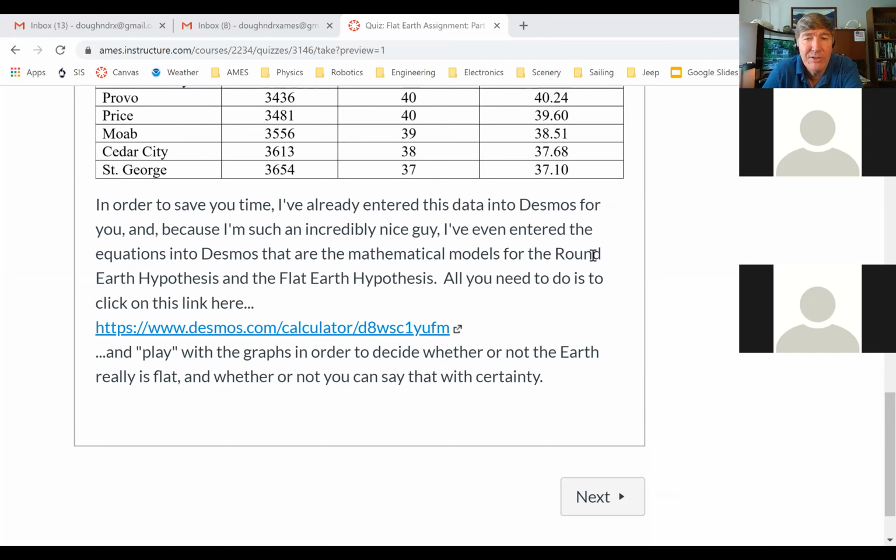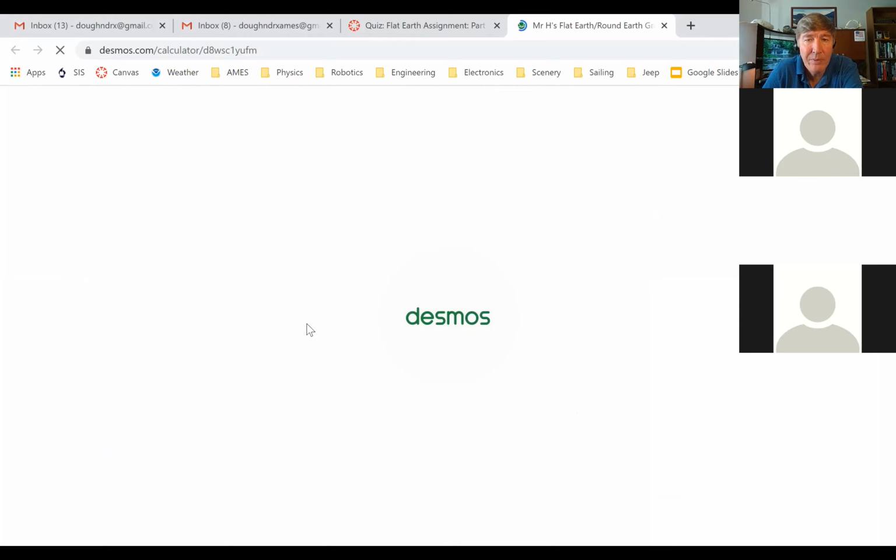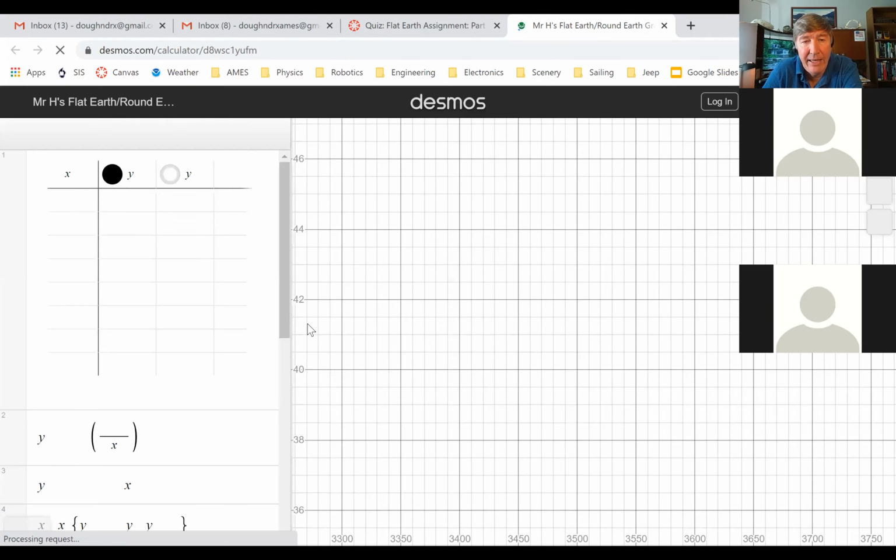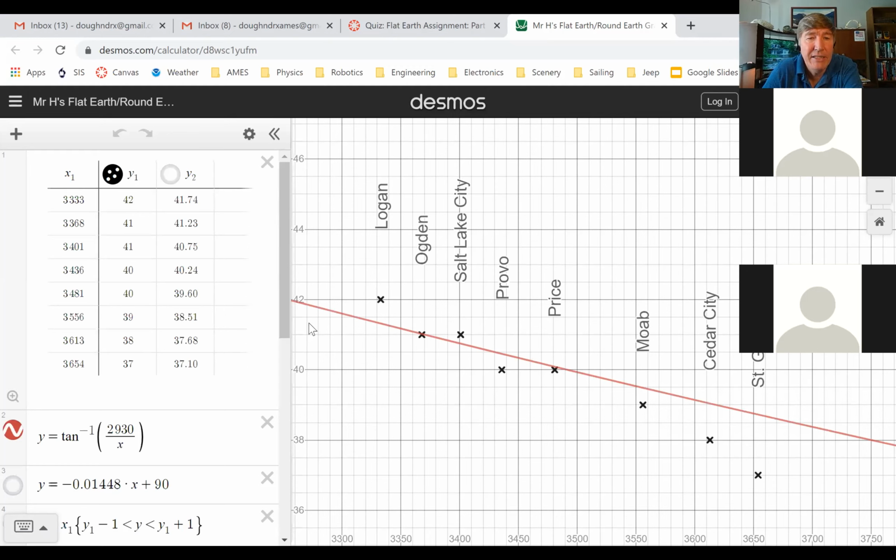When you go into Canvas and click on this assignment, it'll take you to this link right here. If you click on this link, look what happens. It opens up a Desmos page that I have created for you. And there it is. The data is already there.